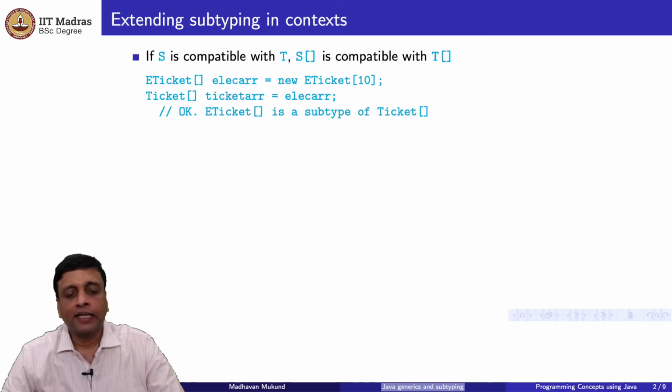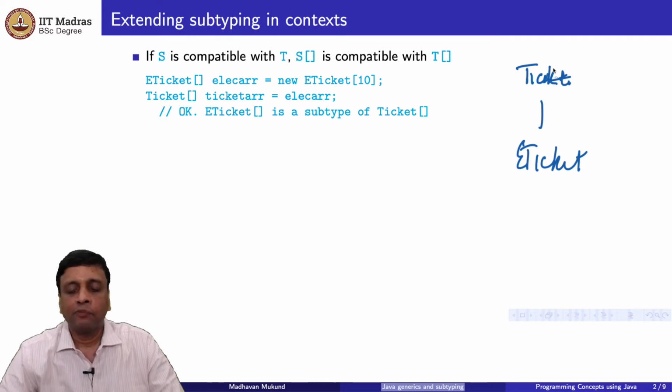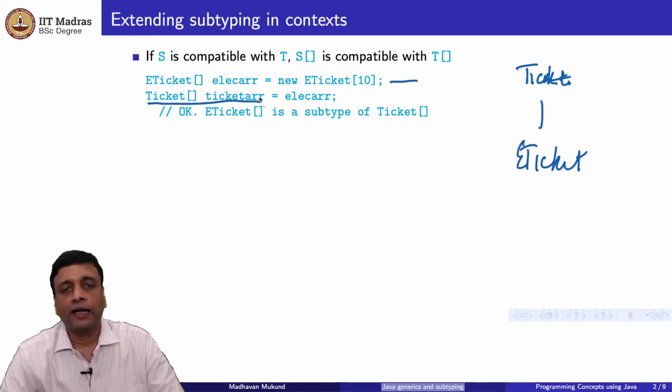For arrays, if a type S is compatible with T, in other words, if S extends T, S is a subtype of T, then an array of S is also compatible with an array of T. For instance, if we have our usual thing where we have ticket as a superclass, and below that we have e-ticket as a subclass, then we first define an e-ticket array, a more specific type. Because it is more specific, we can take a ticket array and assign it an array of type e-ticket.